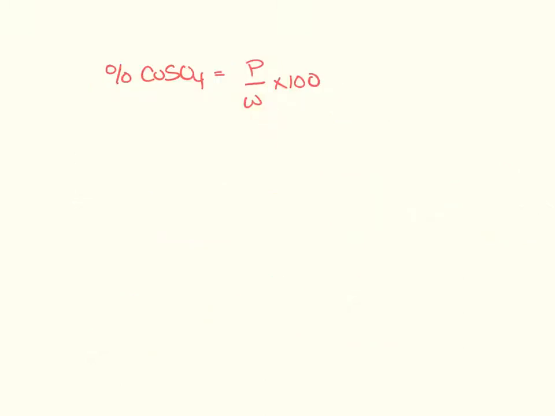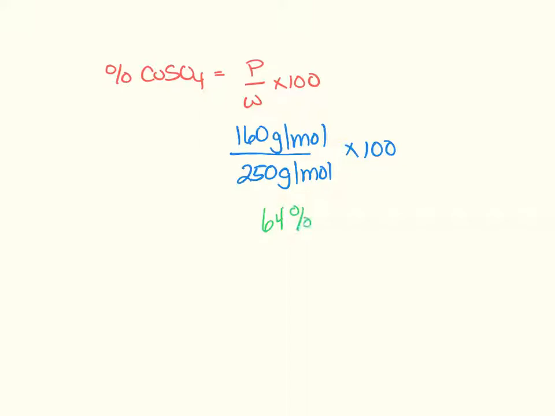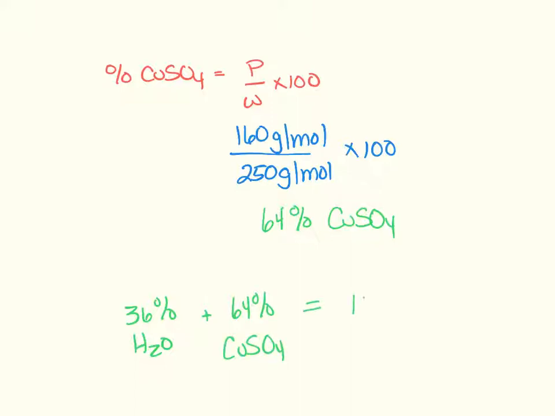So I wrote it down here. Percent copper 2 sulfate is part over whole times 100. The part that was copper 2 sulfate was 160 grams per mole. The whole thing was 250 grams per mole times 100. And you will end up with 64% CuSO4, which is what we should get. So we got 36% was the water, plus 64% was the copper 2 sulfate, and we will end up with 100%, which is the entire hydrate. This is the hydrated crystal.